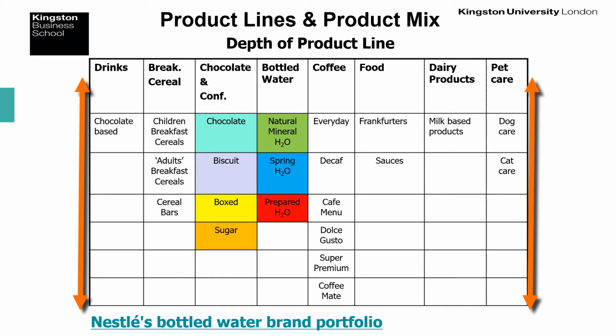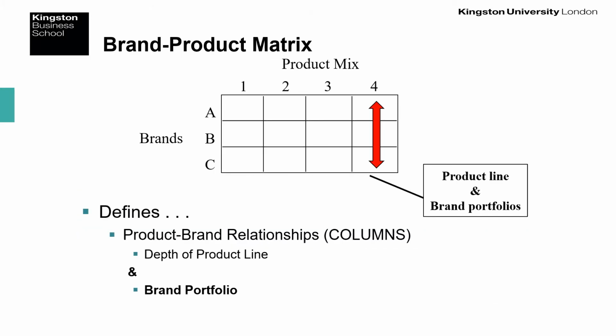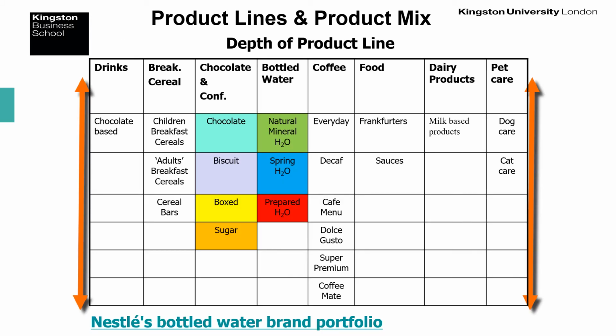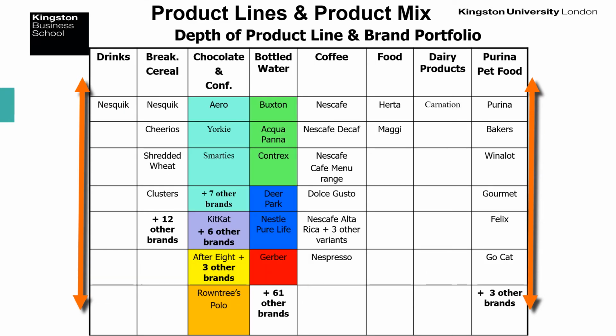So that's an example of how we can look down the columns of a brand product mix matrix and see how the organisation has penetrated different product categories, what its depth of product line is in each of its main business areas. Now we can start to put brands into the picture. So if we just go back to our example that we were looking at a minute ago and expand it out by inputting the brands.